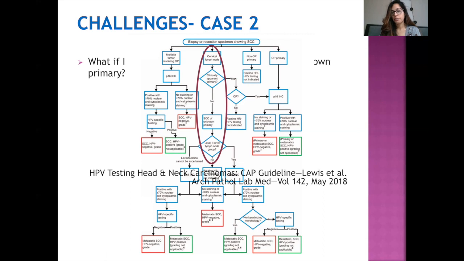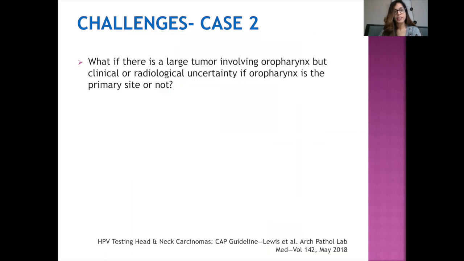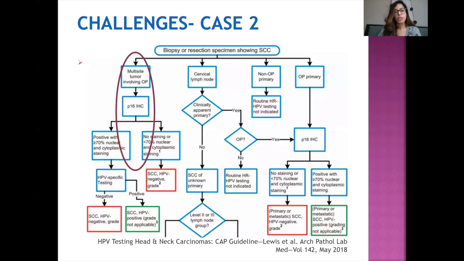This is directly from the CAP guidelines as well, like I said. So the next question might be, what if I have a large tumor that seems to be involving in part the oropharynx, but it's not clear if it's actually arising from the oropharynx? In other words, it's not clear if the oropharynx is the primary because it's just such a large tumor that I can't tell where it started. So this would again come under this part of the algorithm, which is a multisite tumor involving the oropharynx.